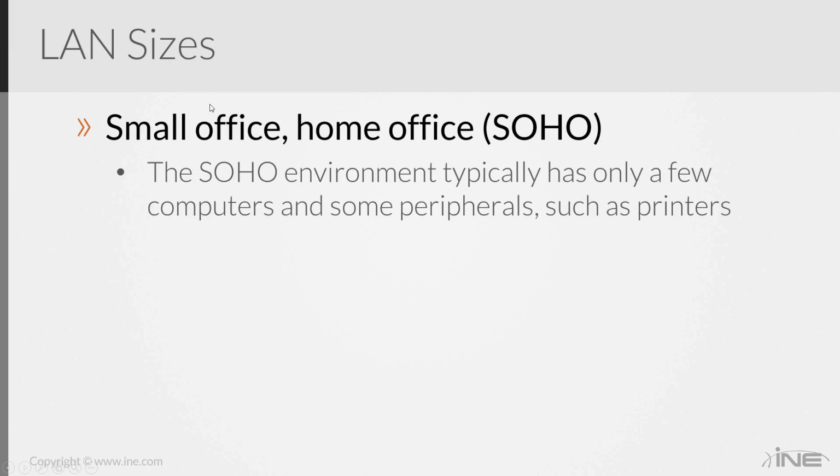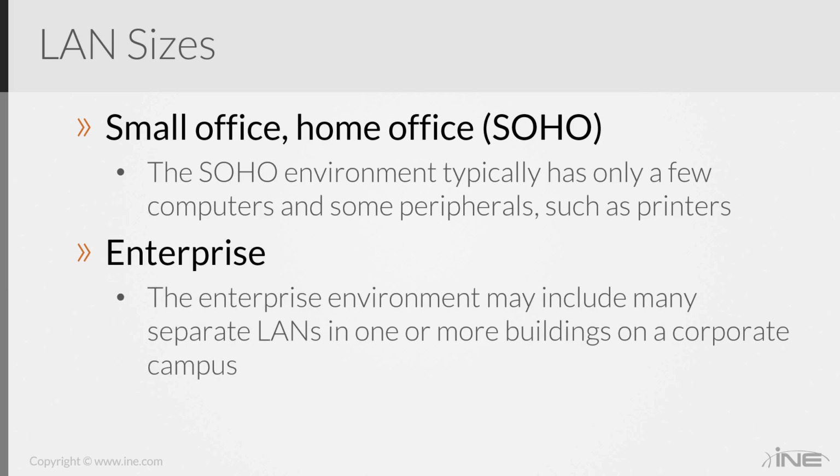When it comes to LAN sizes, you have your SOHO, small office, home office, which is what I have here at home, and most people watching this video probably have a SOHO as well. Then you also have the enterprise environment, which may include many LANs, one or more buildings, or a corporate campus. It could be like the college campus that I attended here in the area where I live. I think there's 4 or 5 buildings, all interconnected through fiber optic cabling.